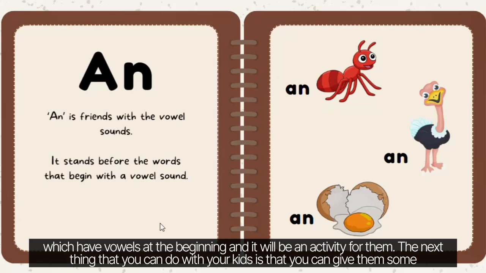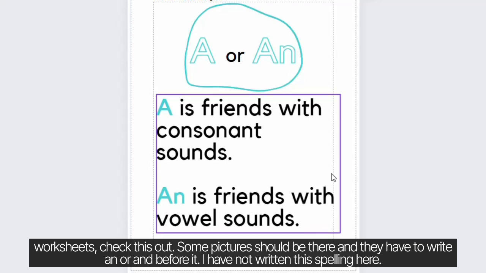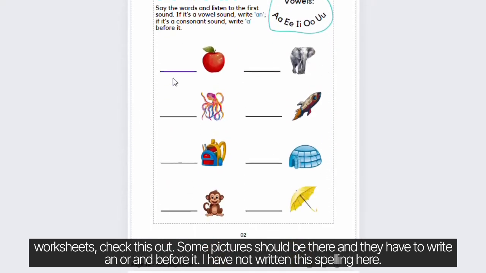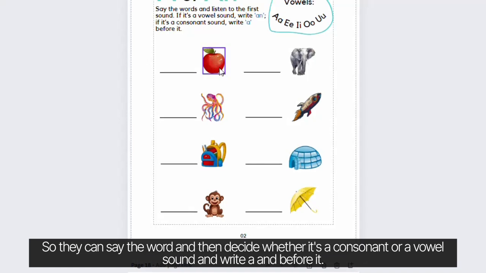The next thing that you can do with your kids is that you can give them some worksheets. Check this out. Some pictures should be there and they have to write a or an before it. I have not written the spelling here, so they can say the word and then decide whether it's a consonant or a vowel sound and write a or an before it.